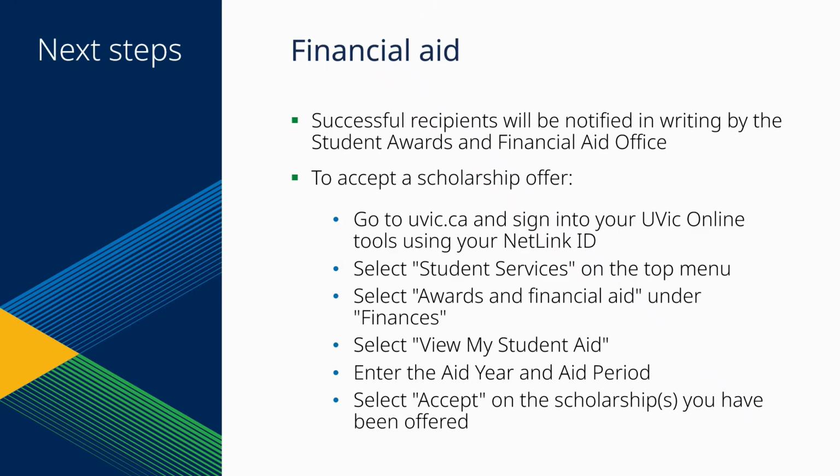Successful recipients will be notified in writing by the Student Awards and Financial Aid Office if you receive a scholarship offer. To accept a scholarship offer, you go to uvic.ca, sign into your UVic online tools using your Netlink ID under Student Services. You'll go under Awards and Financial Aid, select View My Financial Aid, enter the aid year and period, so the term, and select Accept on the scholarships you have been offered.